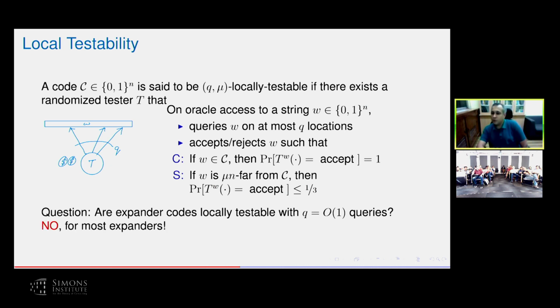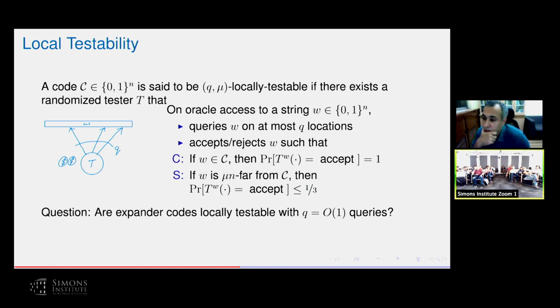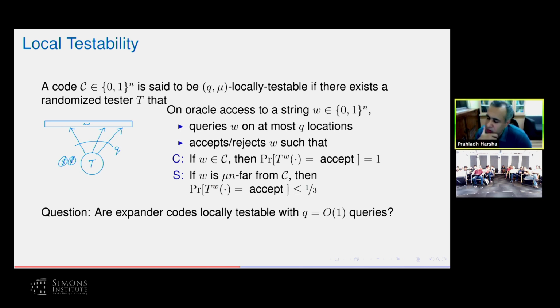Prahladh, can you say anything, any somewhat interesting upper bound on q just from good expansion? You said we don't know how to get to order 1, but can we say anything at all interesting? I mean, that we don't have to look at all the bits? No. So what's the question? Your goal is to make q constant. Actually what we'll show is that for most expanders, the underlying expander code will require a linear number of queries to test it. So it fails to be testable in a very, very strong fashion.